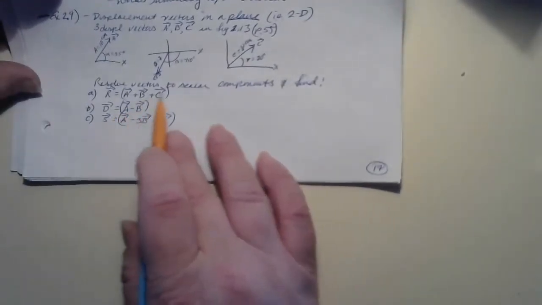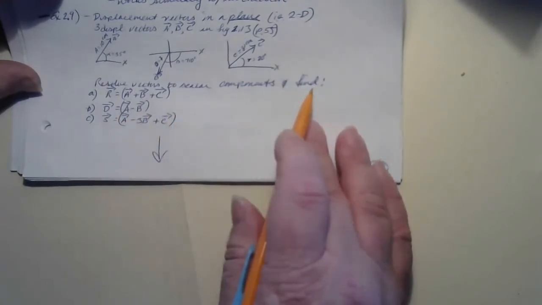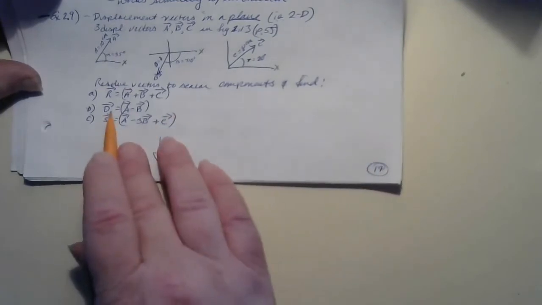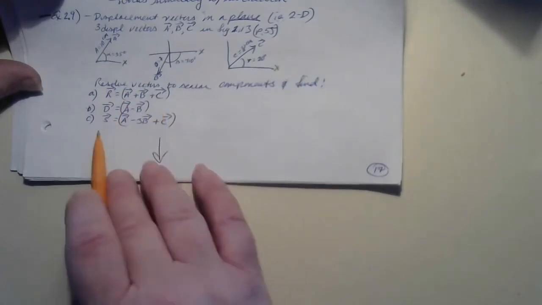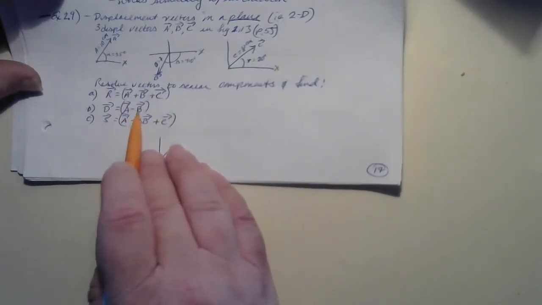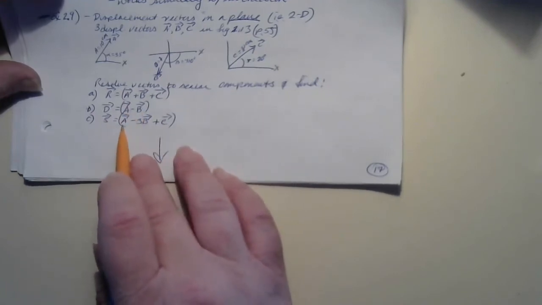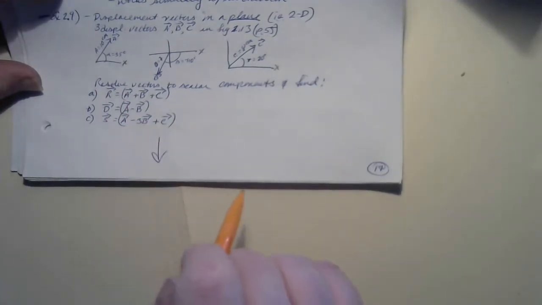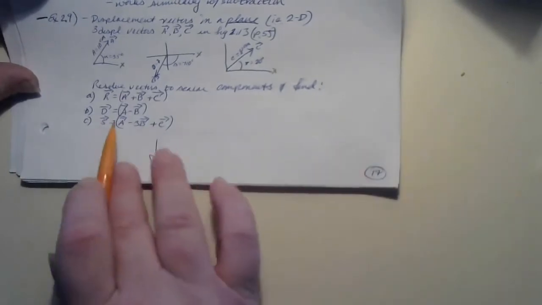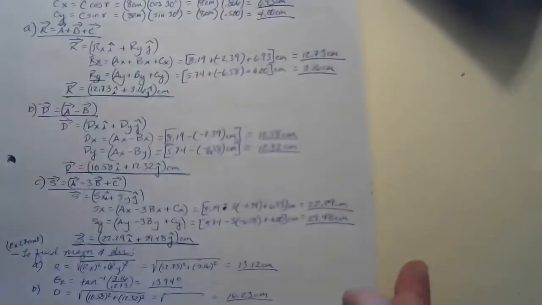Okay, what it wants you to do is resolve the vectors into their scalar components and find these 3 things. The resultant, that is the sum of those 3 vectors, the difference between A and B, so vector A minus vector B, and vector S, which is going to be vector A minus 3 times vector B plus vector C. That third one might look pretty difficult, but it's actually not all that difficult because we're doing it with components.